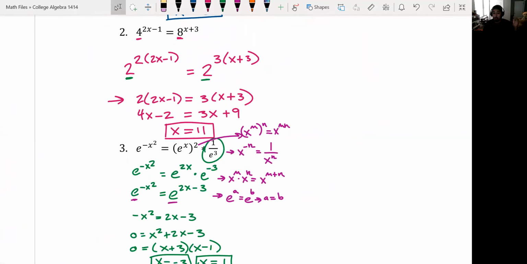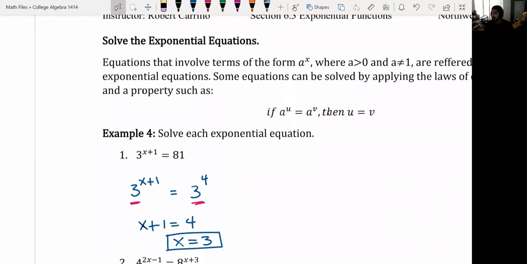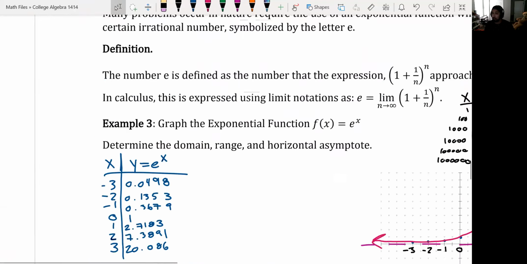Okay. Those are exponential functions. That's how you graph them. That's how you solve them. Bring out those exponential properties that you've been hiding since 0320 and have fun.